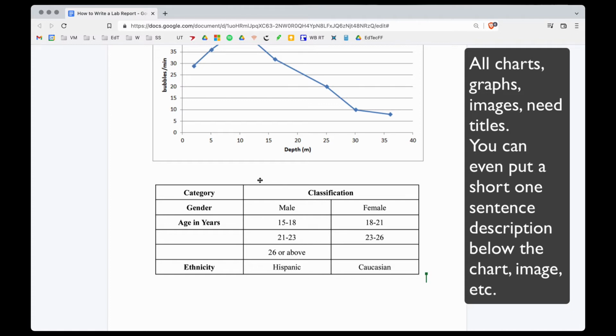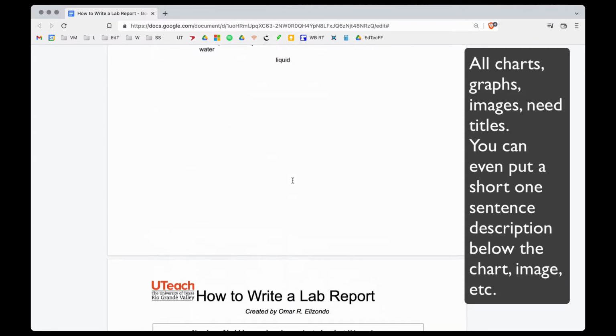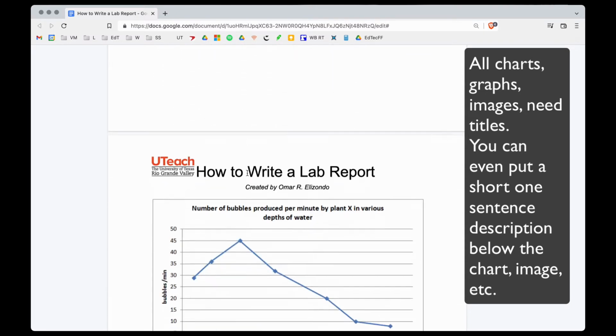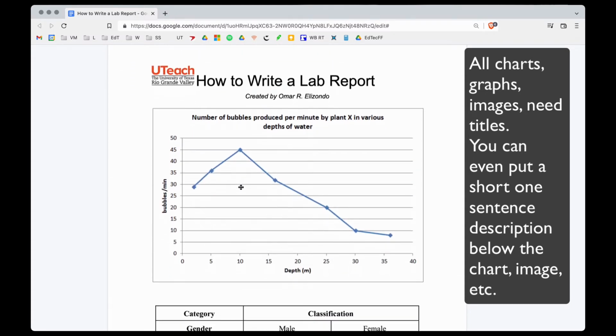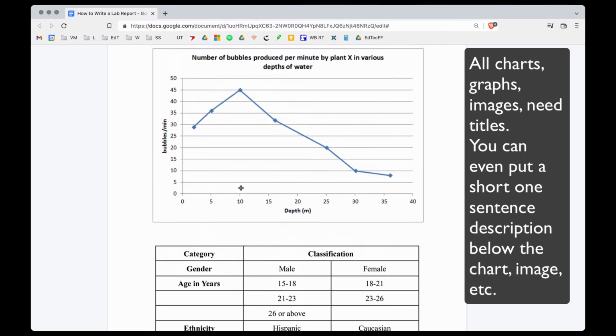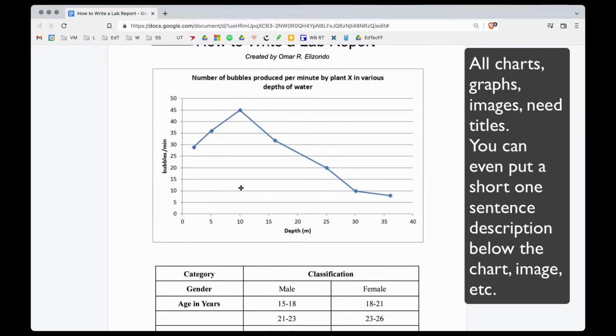Also, this does not have a title, so it does need to have a title. So let me go back over here. This would have a title that says graph 1 and then the title. This would say line graph 1 and then the title. And this would say chart 1 and the title. If you have multiple charts, then you have chart 2 and the title, chart 3 and the title. If you have multiple line graphs, it's line graph 1. But make sure the reason you're doing that is because later you're going to reference it in the discussion.